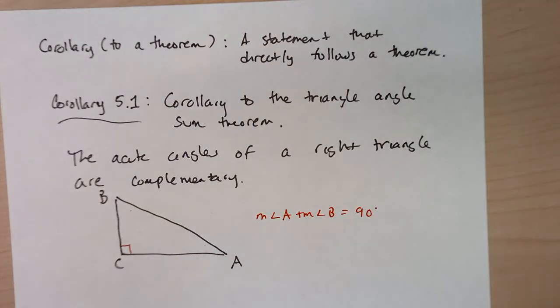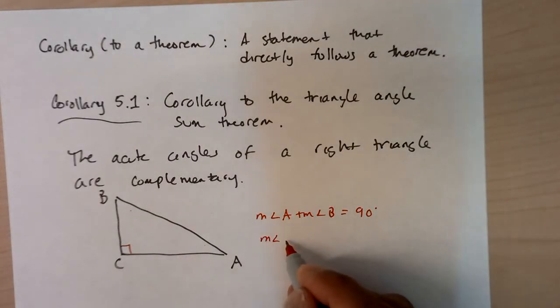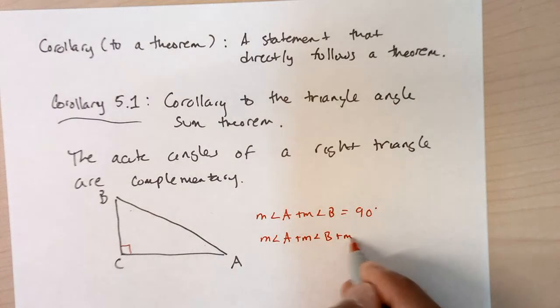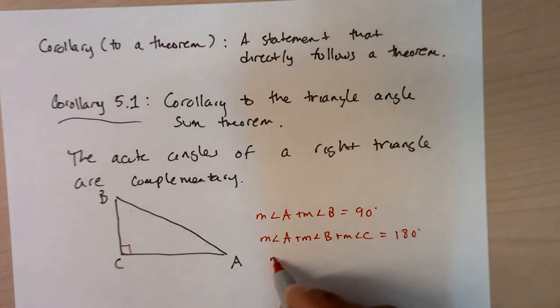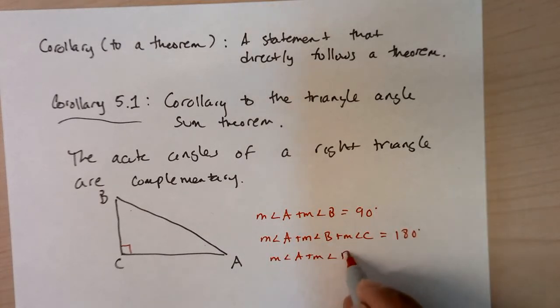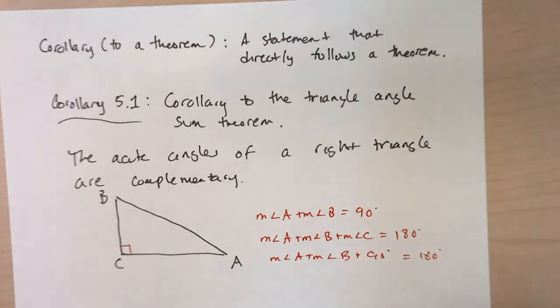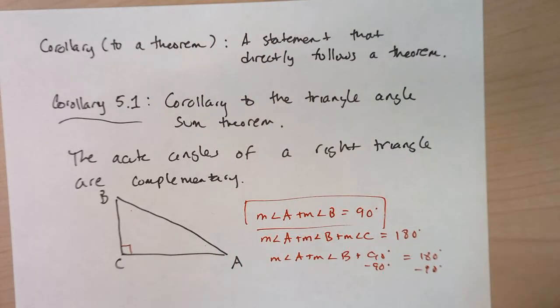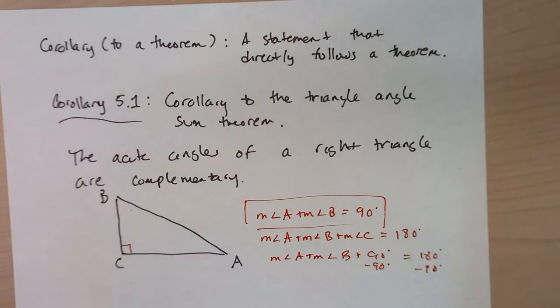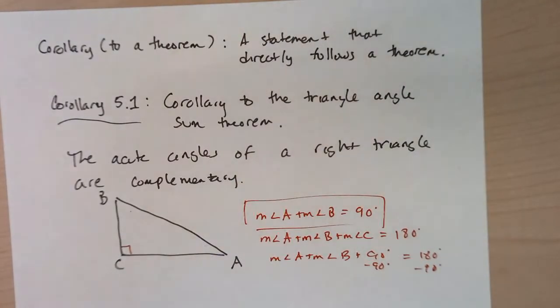The reason why that's a corollary, it directly follows the triangle angle sum theorem, or it could be proven using the triangle angle sum theorem, because the triangle angle sum theorem states all three of the angles, so the measure of angle A plus the measure of angle B plus the measure of angle C of a triangle equal 180 degrees. You know the measure of angle C is 90 degrees, so I could substitute that into this statement. And then if I subtract 90 from each side, that gives me this statement right here. The acute angles, angle A and angle B of the right triangle are complementary. So that's the corollary to the triangle angle sum theorem. And we'll take a look at some examples from 5.1.